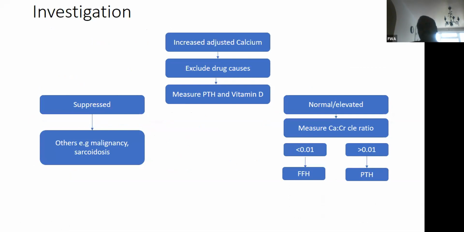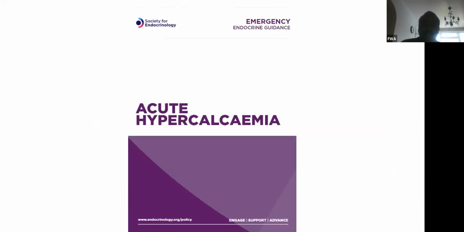If the PTH is high or normal, then it's always important to send a 24-hour urine calcium and creatinine for us to do some measurements to see if the patients have got a benign condition like familial hypocalciuric hypercalcemia or hyperparathyroidism. So in the acute setting, I'm going to talk about acute hypercalcemia.